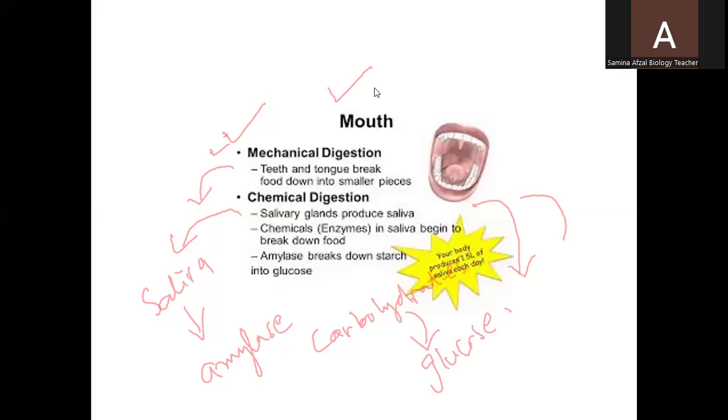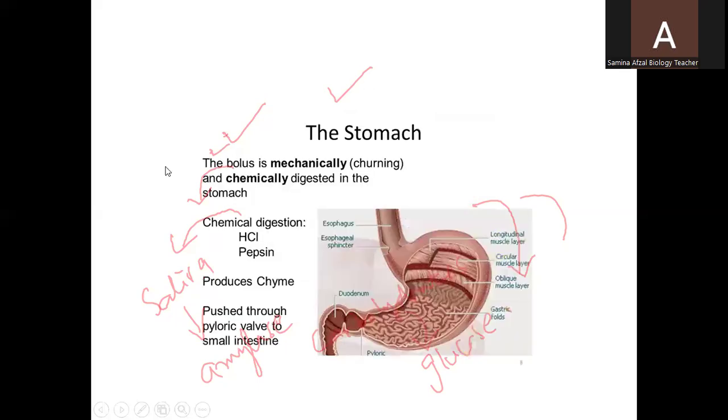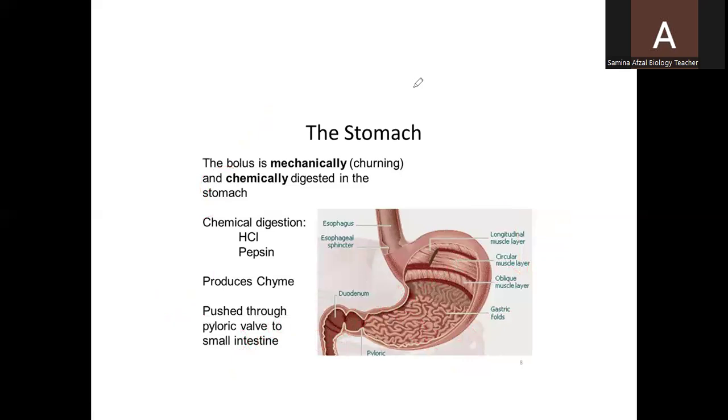Next part of the digestive system is the stomach. And in the stomach, again, there are both types of digestion, mechanical and chemical. You can say the stomach muscles are very hard and tough. They help in grinding of the food particles. So mechanical digestion takes place. And secondly, chemical digestion is there because of the secretion of gastric juice from gastric glands.